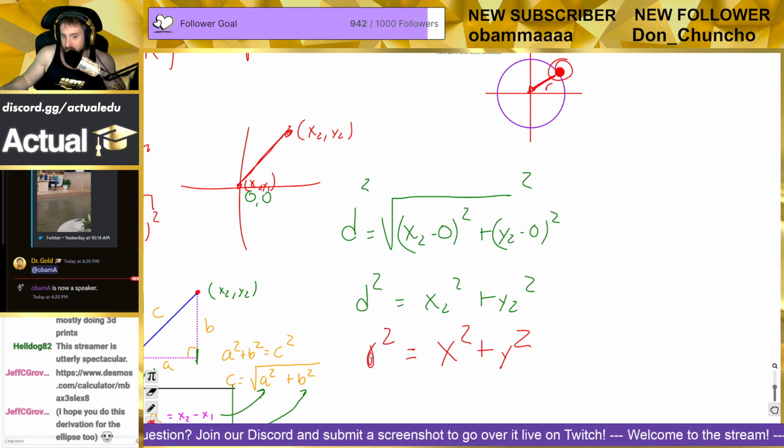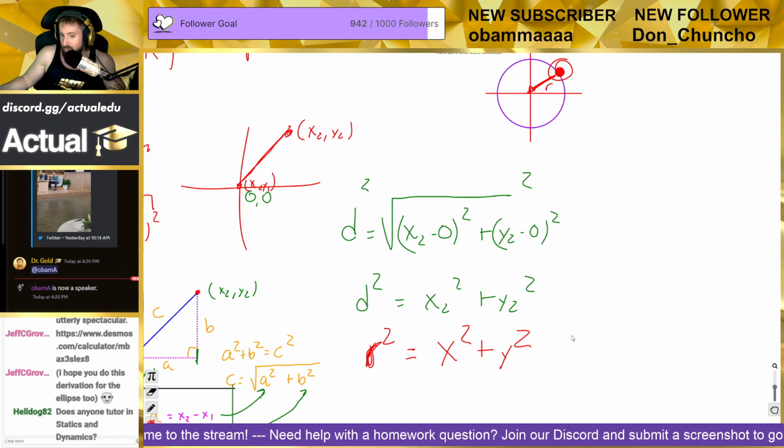Where it comes from is that for any x coordinate and y coordinate, the distance it has to be away from the center has to be the radius. That's where r squared equals x squared plus y squared comes from. Do we see that?